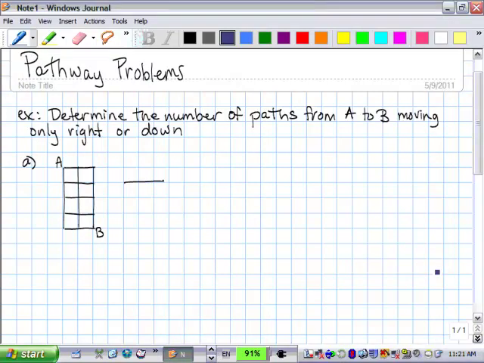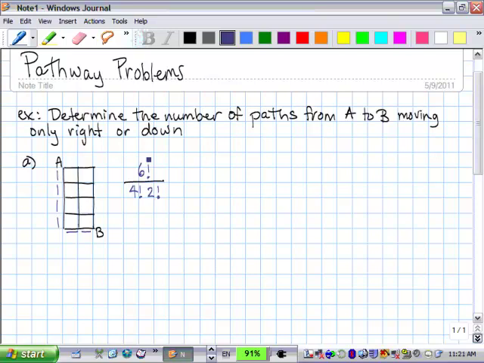So what happens when we take a look at this is we have 1, 2, 3, 4 moves down. So 4 repeated moves down. We have 2 moves to the right. And what exactly is the total number of objects? It's how many moves we have to make in total. We have to make 6 moves in total. So 6 factorial over 4 factorial, 2 factorial.